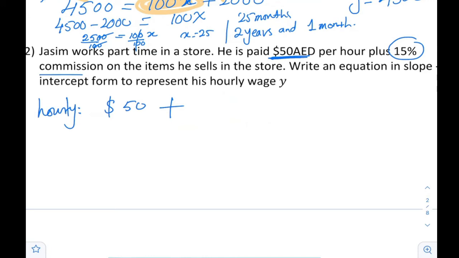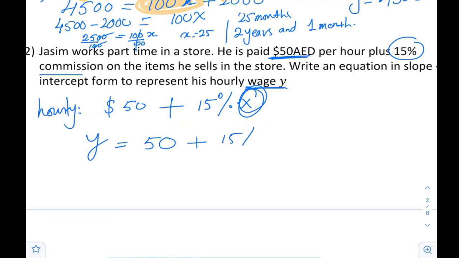If x is the number of items, he will be paid 15% of this number of items. If he sells more, he will get more commission, so this amount will be repeated. So what is the equation in slope-intercept form to represent the wage y? So his wage will be 50 dirhams, which he will get anyway per hour, plus the 15% commission, which will depend on the number of items, so it will be multiplied by x, where x is the number of items.